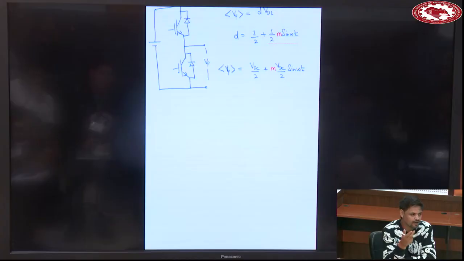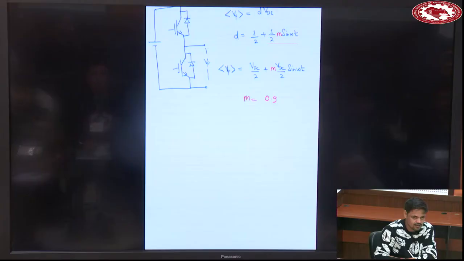Generally, you never operate your converter at modulation index 1, because you will not get clear switching pulses when it approaches very near to 1. So you restrict your converter to 0.9, 0.95, not very close to 1. So for that, if you have limited M equal to 0.9 and you want VAC to be 220 RMS, then you have to calculate what your DC link should be.